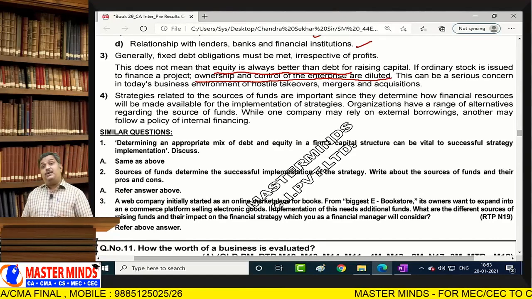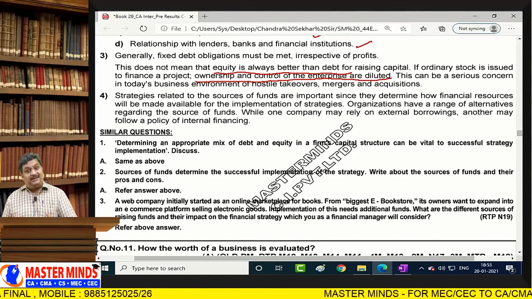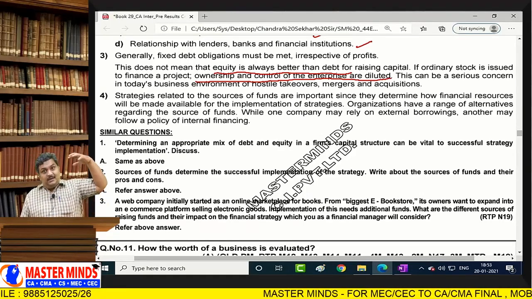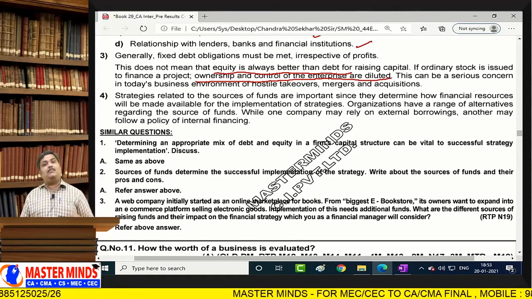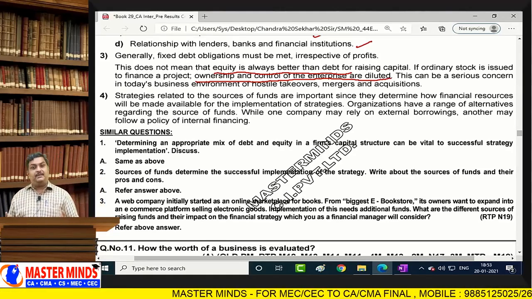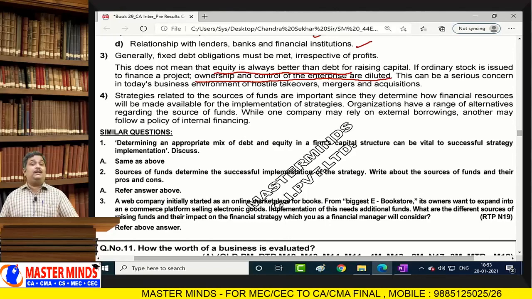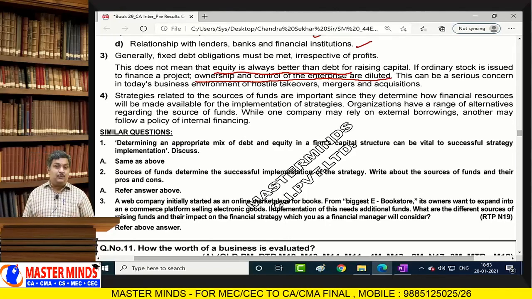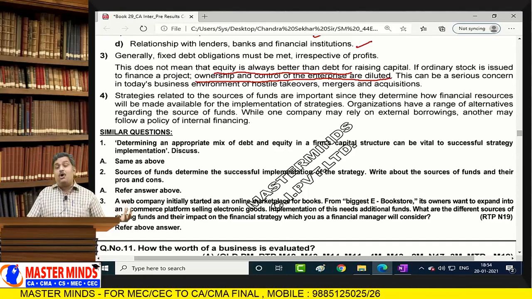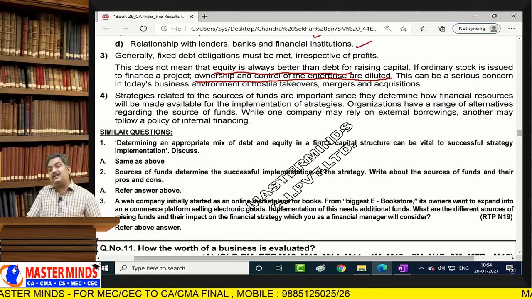And whenever you issue more shares to the public in the form of equity, and whenever the owner's grip on the company has come down, then many outsiders, your competitors, may purchase your shares and they may come for hostile takeovers. Hostile takeovers means unfriendly takeovers. This is a common phenomenon that we see in the corporate circles.